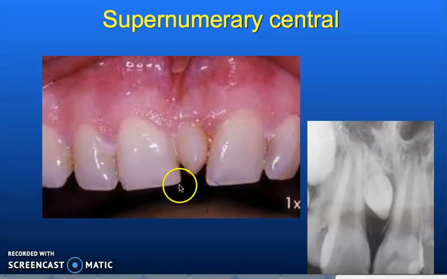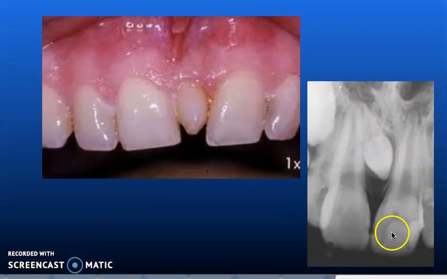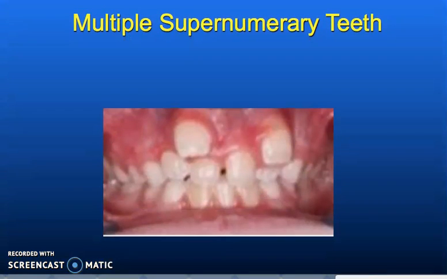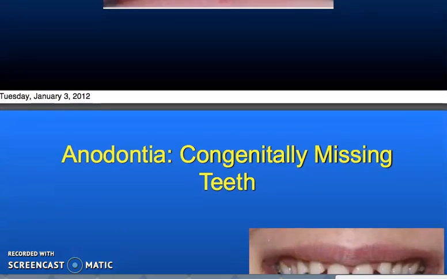Supernumerary central. Here you have central, central, and a central in the middle of it. And if you look at the radiograph, you have the two centrals, and then you have this third central right here that it's showing. Now obviously this one is in the mouth, and this one has not erupted into the mouth yet, but it is there. Okay. Multiple supernumerary teeth. So you have two centrals there, you have two centrals here.